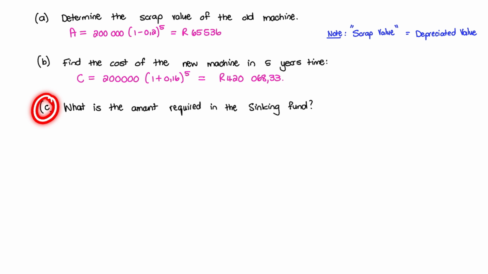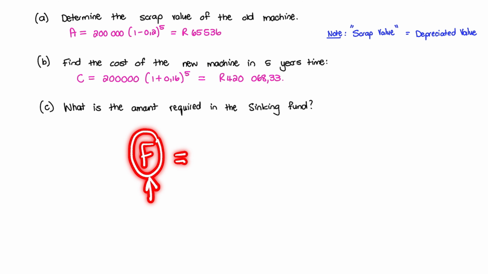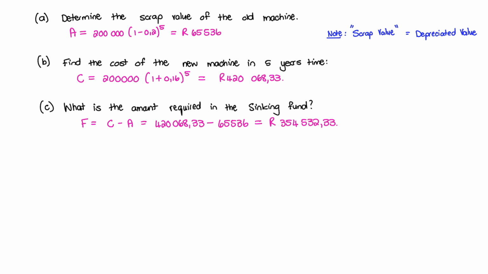The third question is, what is the amount required in the sinking fund? So what happens in a sinking fund? It's some sort of fund that we will have in future, and the amount required is the cost of the new machine minus the scrap value of the old machine. So the future value, or the sinking fund's value, is 420,000 Rand minus the 65,000 Rand. So it's 354,532 Rand and 33 cents.